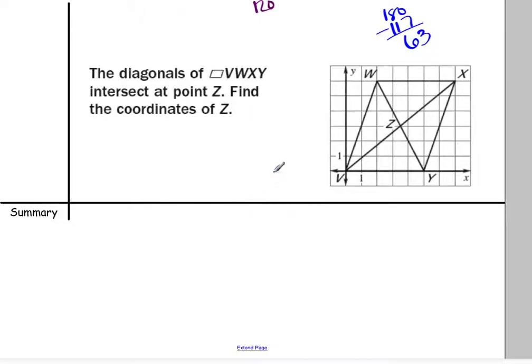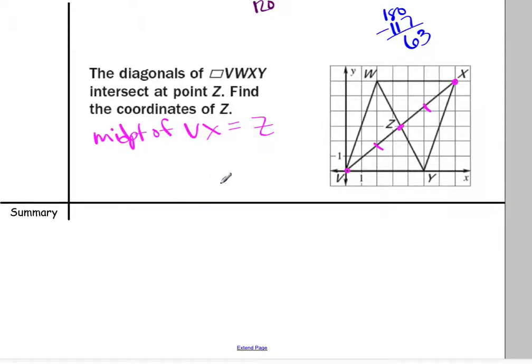The diagonals of parallelogram VWXY intersect at point Z. Find the coordinates of point Z. Well, what we know is that the diagonals always bisect each other. That means that point Z is the midpoint of each of the diagonals. And you only have to do this formula with one of the diagonals. I'm going to use VX and find the midpoint of it. So the midpoint of VX is Z.